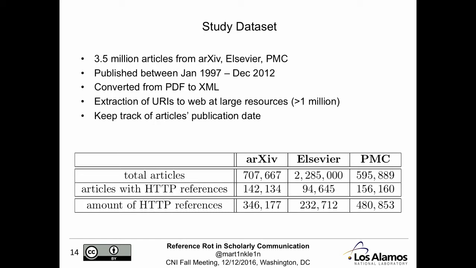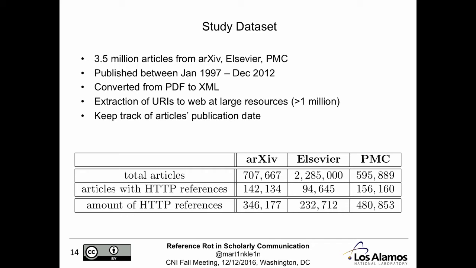We had to do some conversion and post-processing in order to extract all URIs referenced from within those articles. Those URIs are all to what we call web at large resources. Those are not references to other scholarly articles identified, for example, with their DOI, but references to your project website, your scientific wiki, data sets, videos, all the above, right? As you can see in the bottom row of this table, we extracted a bit more than 1 million URIs from these three corpora, a significant, actually unprecedented scale of a data set for this kind of study to date.